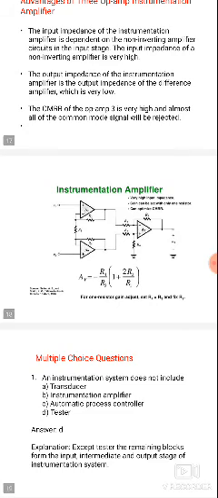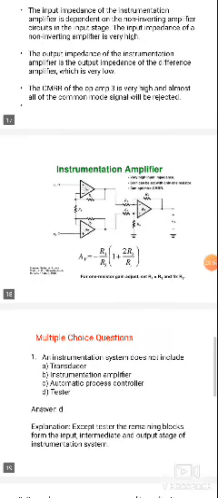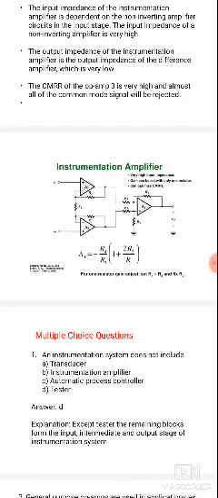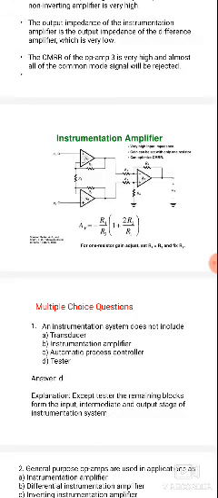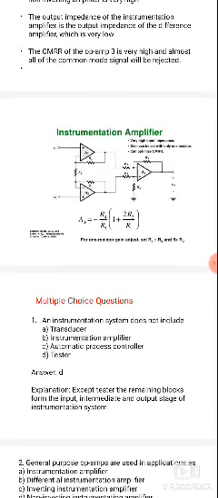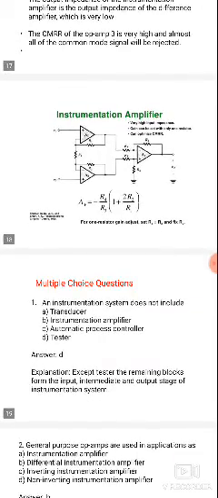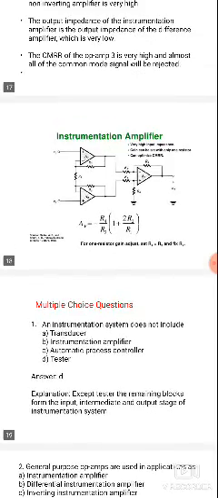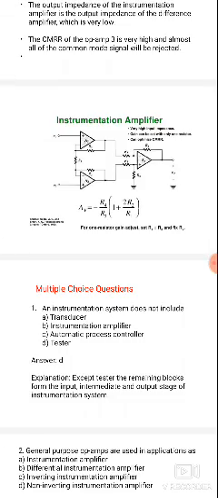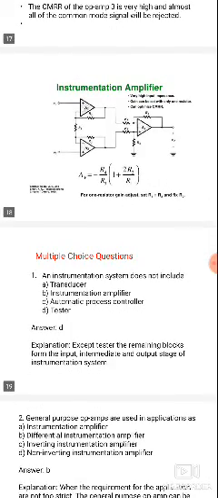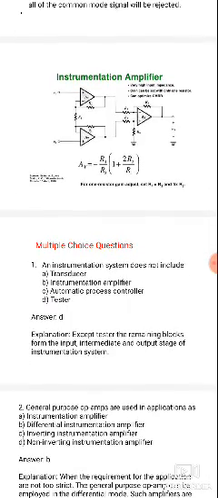The CMRR, the common mode rejection ratio, of op amp 3, the output operational amplifier, is very high, and almost all common mode signals will be rejected. High CMRR indicates low noise and high accuracy. That's why the CMRR of the output amplifier is very high and the common mode signals will be eliminated.